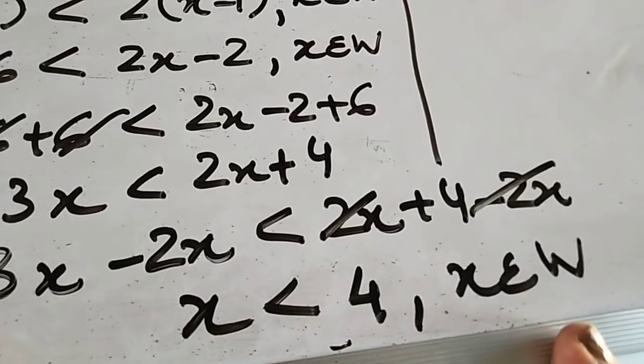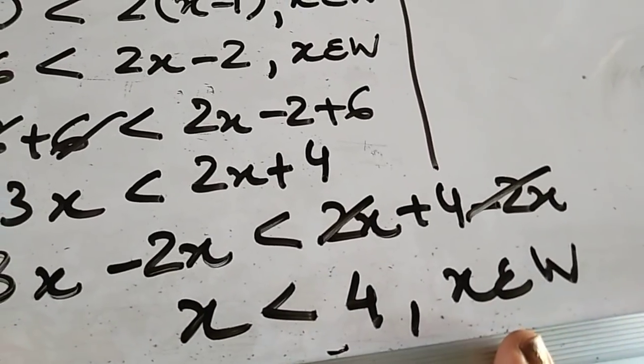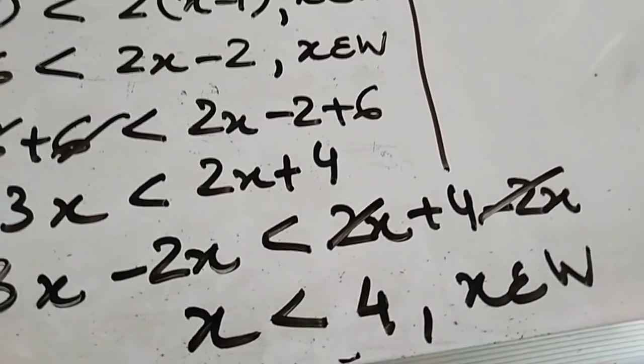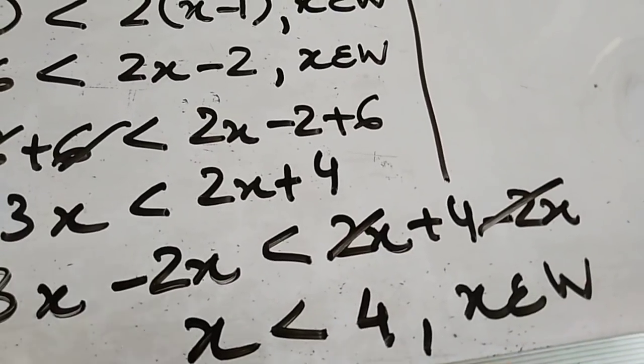Which are the whole numbers less than 4? Yes, what will be the solution set? It will be 0, 1, 2 and 3.